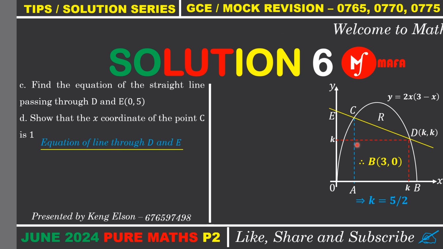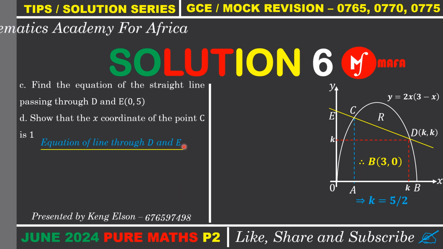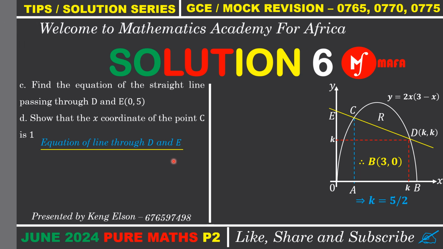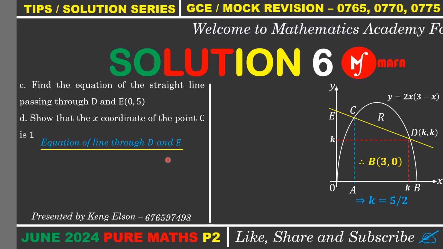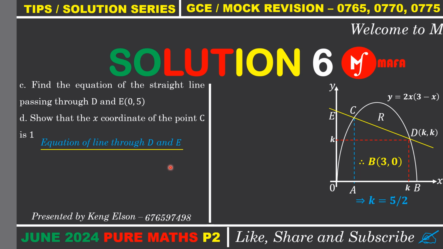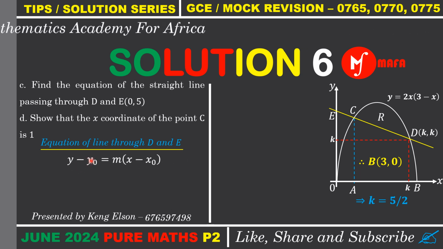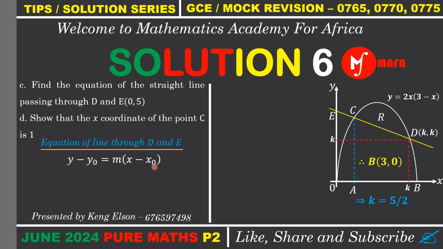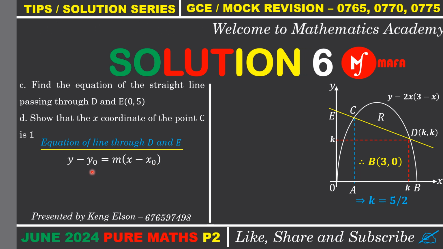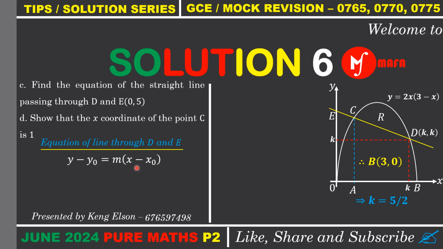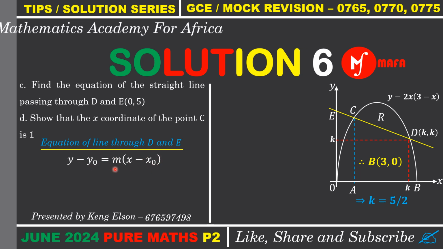Okay, so let's start by finding the equation of the line that passes through D and E. Now, generally, the equation of a line that passes through a point with x coordinate x0 and y coordinate y0 is just given by y minus y0 is equal to m into x minus x0. I believe you guys know this equation of the line. So all we need to find is what is y0, what is x0, and what is my gradient.